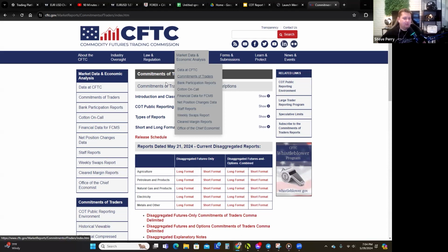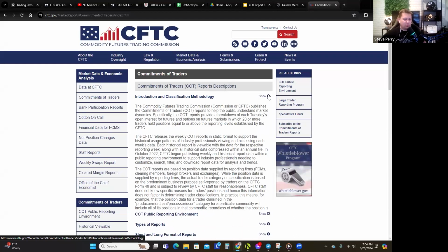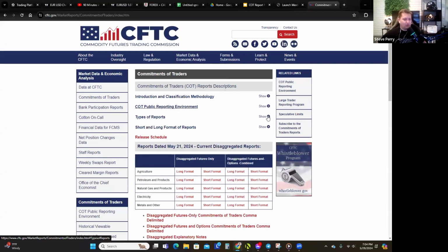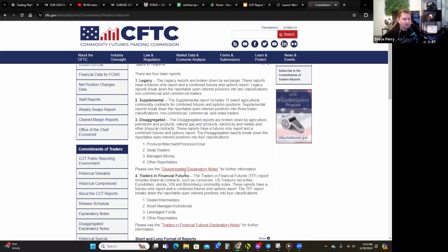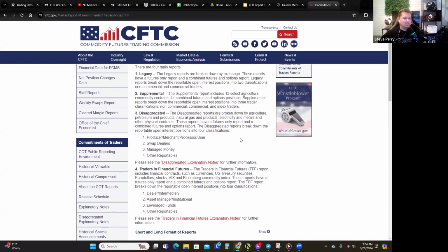So if you come here, this is what the tab looks like when you jump into the Commitment of Traders report page. And there's a lot of stuff that you can look at. If you're here and you're new to the COT data, I would suggest you open each one of these plus buttons up right here. Just spend 15, 20 minutes reading each one of these, and you'll get a lot of really good information on, for example, right here, these are the types of different COT reports. We have what's called legacy COT data, supplemental, disaggregated, and we have the TFF reports right here.